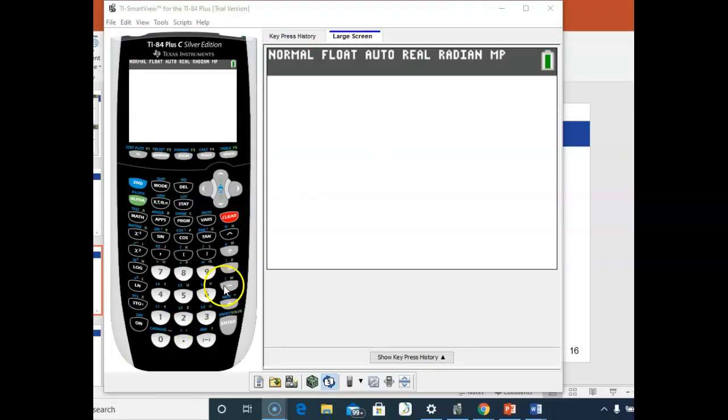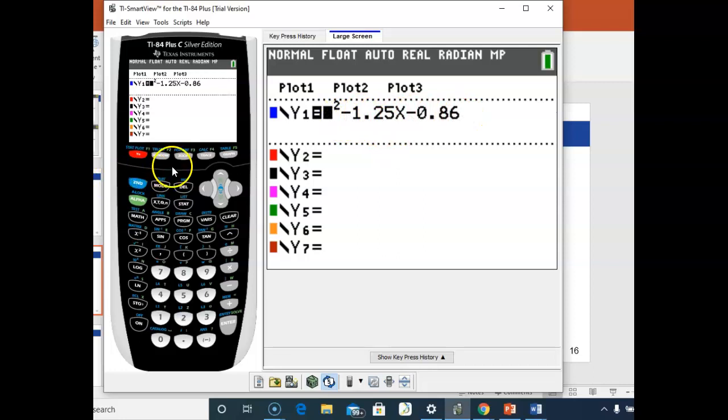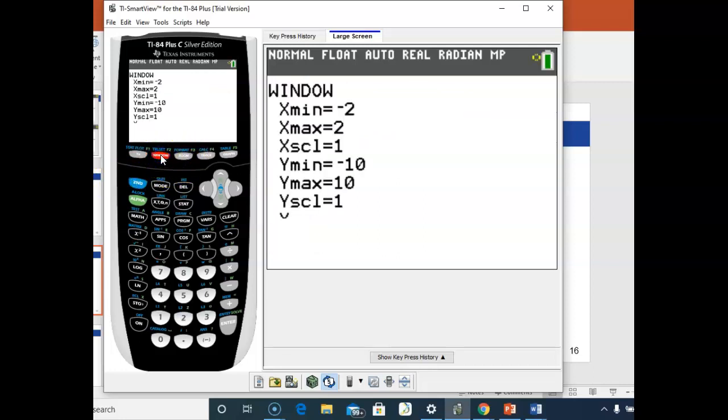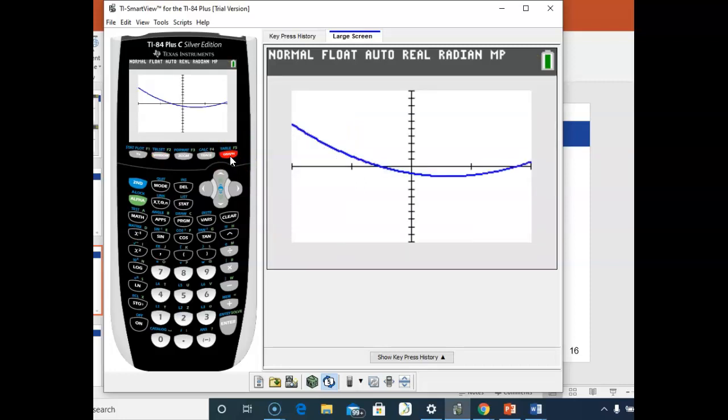For our first problem, we want to be sure that we go to y equals and type our equation in here. And then after we have the equation typed in, we want to go to Window. Be sure that you've done Zoom 6 to start with, and then go in and change your x minimum to -2 and x maximum to 2. When we do that and graph it, we see a graph that looks like this. And so our solutions are this point here and this point here.